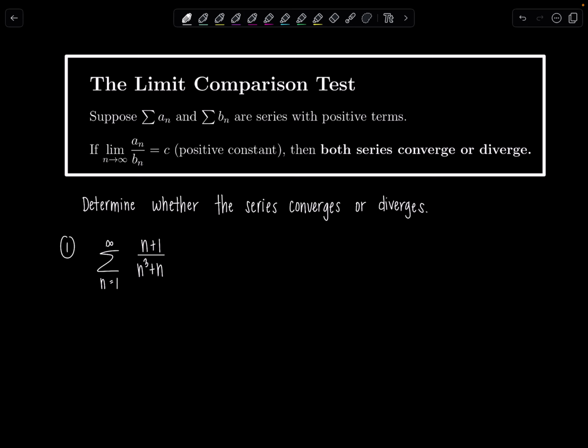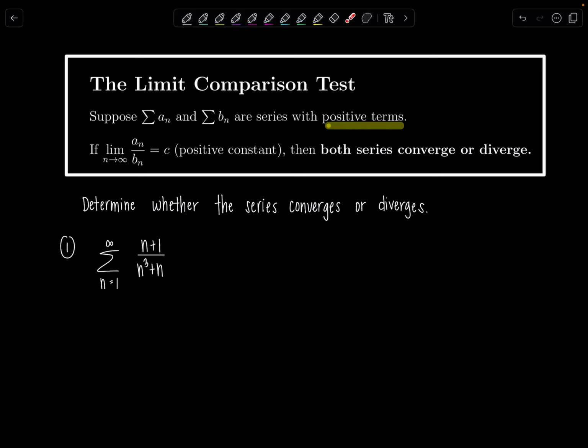So it says, suppose the sum of an and the sum of bn are series with, and this is important, positive terms. If the limit as n approaches infinity of an over bn is equal to c, which is a positive constant, so it can't be zero, okay? Then both series converge or both series diverge.